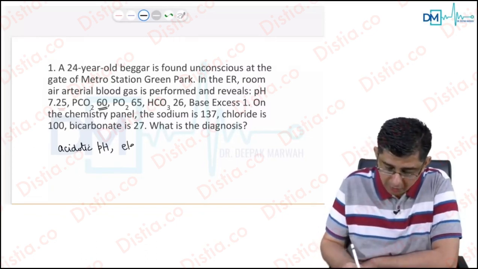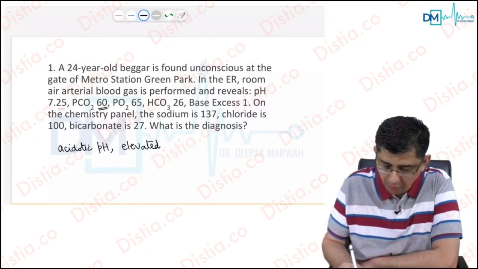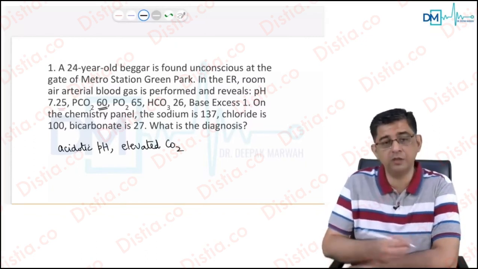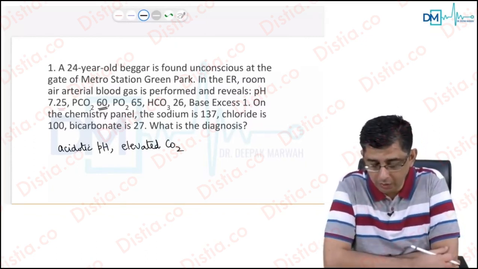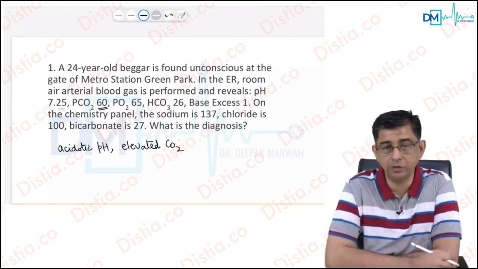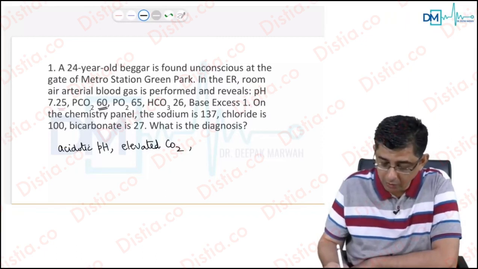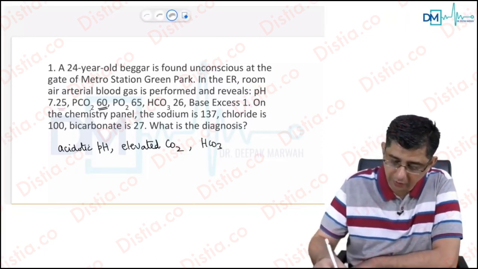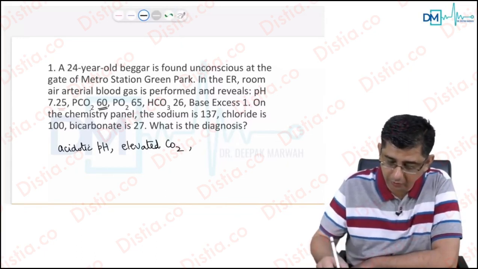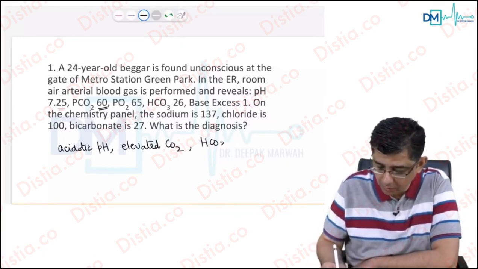So there is an elevated CO2 in the patient, and the moment you read the words elevated CO2, as I've explained to you, it should tell you that there are more protons being generated in the patient, so it obviously indicates a respiratory etiology. Now you look at the value of the bicarbonate in the patient, and the bicarbonate of the patient is 26. Normal bicarbonate is 22 to 26, so bicarbonate is normal.